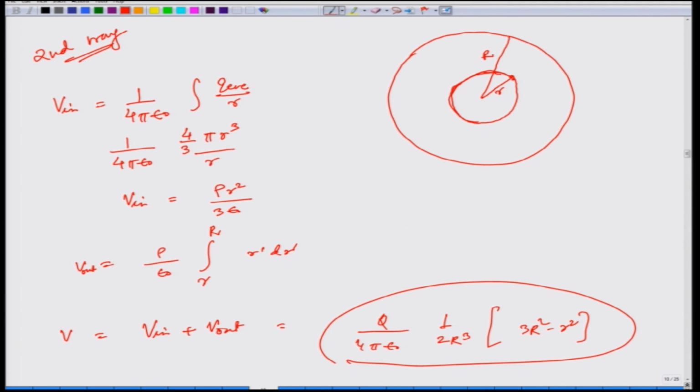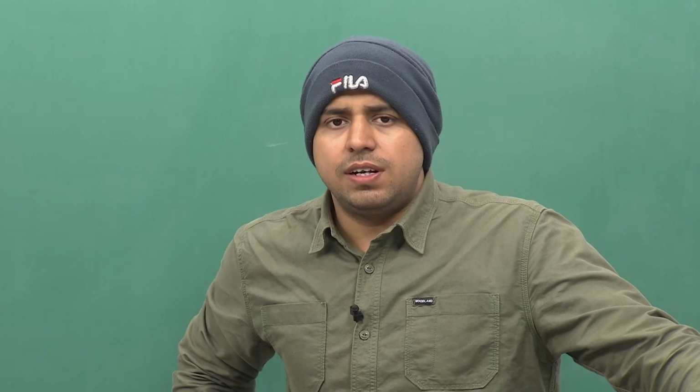Now, next question is problem 2.39. So problem 2.39 is related to the electric field inside a conducting sphere, meaning a metallic sphere.